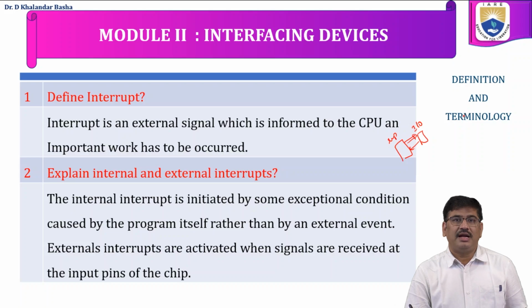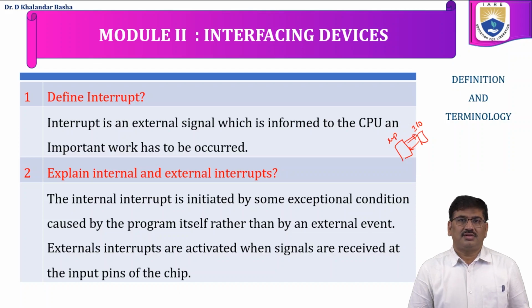Explain internal and external interrupts. Internal interrupts are initiated by some exceptional conditions caused by the program itself rather than by external events. External interrupts are activated when signals are received at the inputs of the chip. An example of a software generated or internal interrupt is when you divide any number by 0. In that case, it generates an interrupt, which comes under internal interrupt.